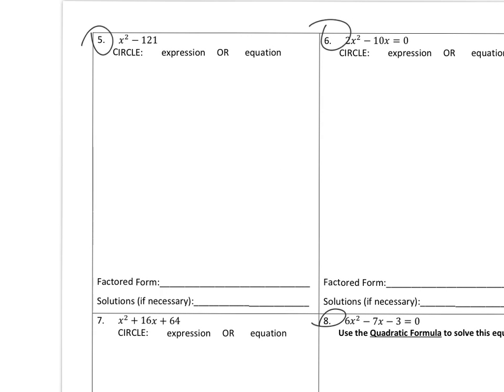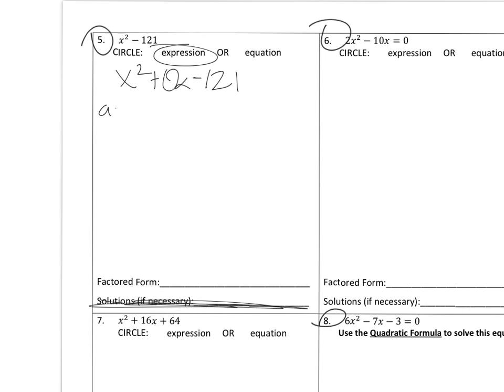Question number 5. It says, is it an expression or an equation? Well, x squared minus 121, there's no equal sign, so it's an expression. That means there are no solutions. But remember, we only know how to factor trinomials. If you notice, there's the x squared term, and it has the constant, but what it's missing is the x. So we're going to write in that x. Then it's the exact same thing we just did.